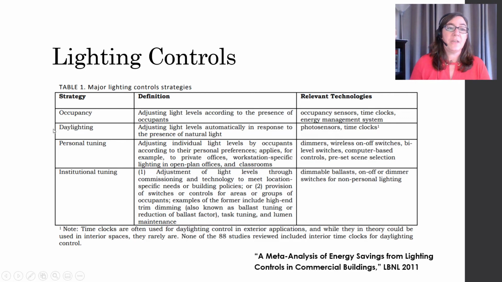The next strategy is daylighting. Daylighting is going to adjust the light levels in a space automatically in response to how much natural light you're getting. We do this using photosensors. So we place photosensors in a space. If the photosensor senses that there's already a lot of natural light, it will turn the artificial light system off.